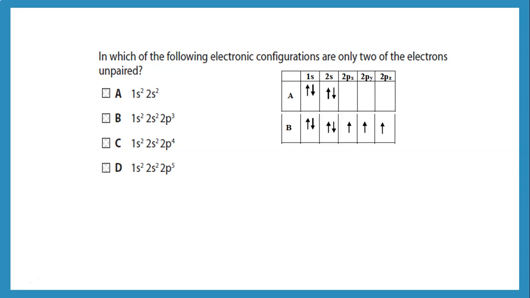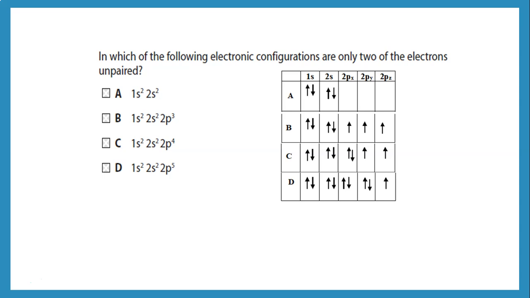In B, if you distribute what he has there, the 2p3 has to have 1 electron in each orbital, so I actually have 3 unpaired electrons. In C, we have 2p4. In the 2p4, we distribute 1 electron to each orbital, and then we start to pair. So this is the one that has 2 unpaired electrons. The last one is 2p5. It has only 1 unpaired electron. Remember, unpaired means it is standing alone in the orbital, and we denote it by an arrow pointing up.